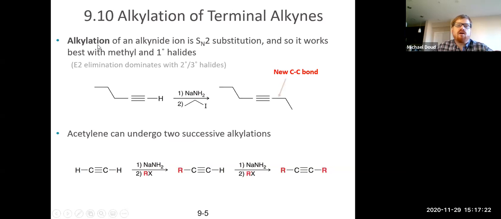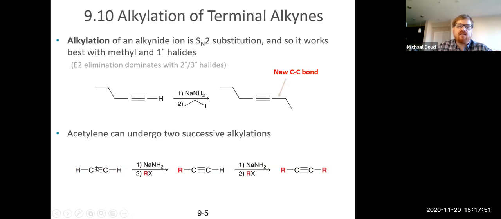So basically this is what we call alkylation. You take your terminal alkyne, you deprotonate it, form an alkynide ion, and then you use whatever SN2 reactant you want. This is ethyl iodide here. Iodine's a really good leaving group, and this is going to add a new two carbons on top of the alkyne.